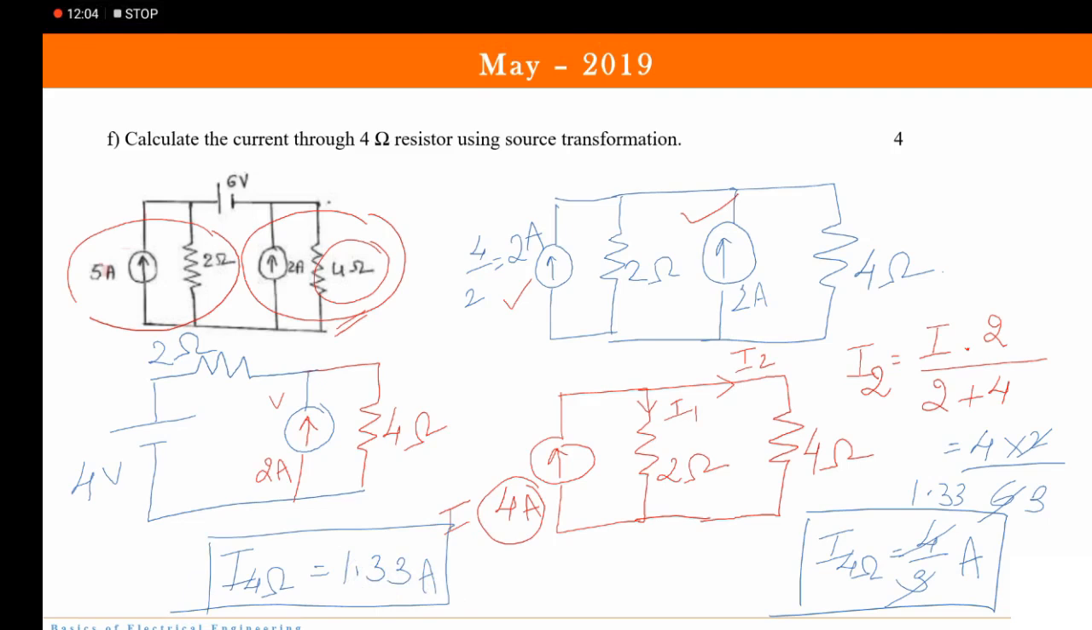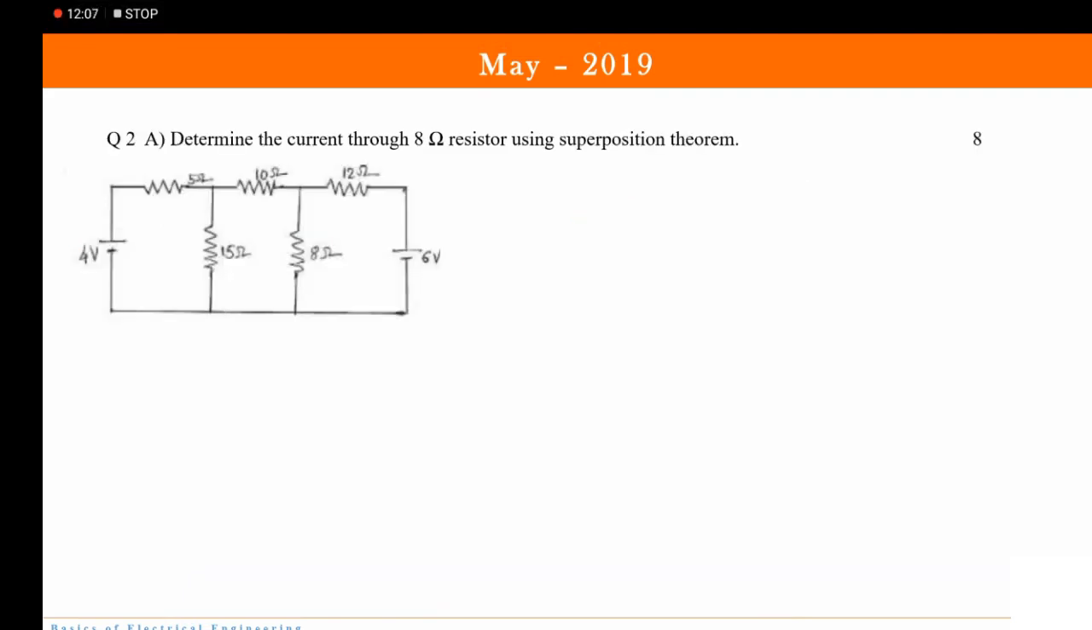Fine? Okay. So let us go to the next numerical. The next numerical says determine the current through the 8 ohm resistor using the superposition theorem. So what do we do in the superposition theorem? Here two sources are given. One is the 4 volt source and another is the 6 volt source. For the superposition theorem, one source at a time is considered and the current is found out. Now in the next part, another source is considered, again the current is calculated, and the total current will be the sum of these individual currents, but we have to take the direction into account. Okay. So what should be the very first step?